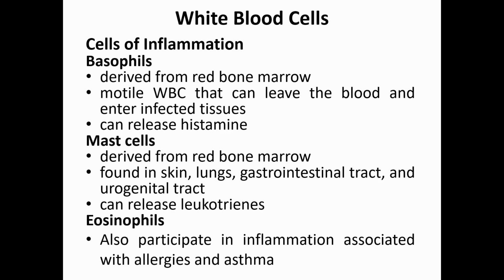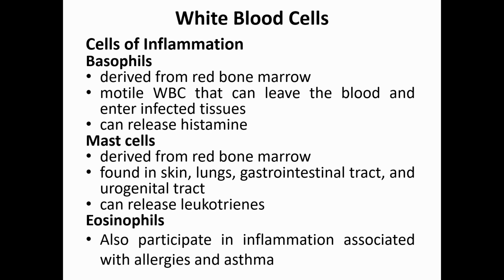Other cells of inflammation, we have your basophils, mast cells, and eosinophils. So basophils are derived from your red bone marrow. These are motile white blood cells that can leave the blood and enter infected tissues. They can release histamine. Mast cells are derived from red bone marrow. They are found under the skin, GI tract, and urogenital tract. The most relevant role of your mast cells is that they can be found in the lungs. They can release leukotrienes together with histamine, and they can cause your lungs, particularly your bronchioles, to inflame, and this can precipitate asthma.